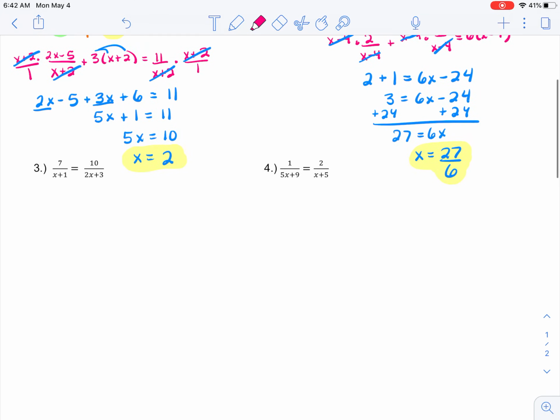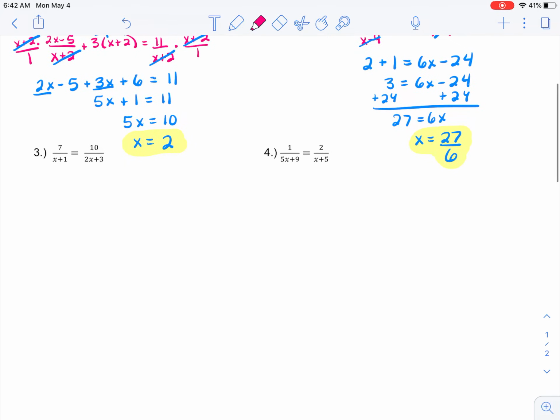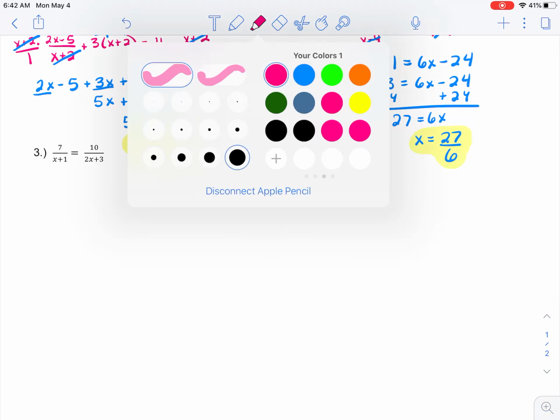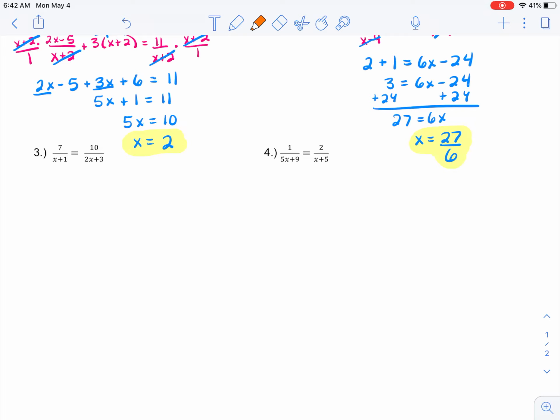Okay, if we look at number 3 and 4, these ones are a little bit simpler. These are from the first video, the day 9. The reason these are a little simpler is because we have a single fraction equal to another single fraction. And so you can take a different approach. You can actually just cross multiply.